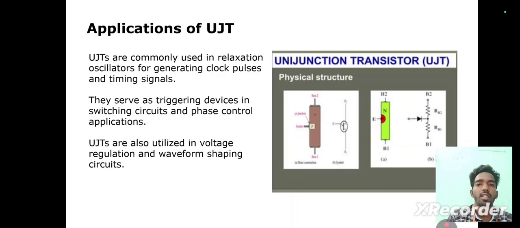Next, applications of UJT. UJTs are commonly used in relaxation oscillators for generating clock pulses and timing signals. They serve as triggering devices in switching circuits and phase control applications. UJTs are also utilized in voltage regulation and waveform shaping circuits. Here you see the diagram also, unijunction transistor physical structure. There are two diagrams.